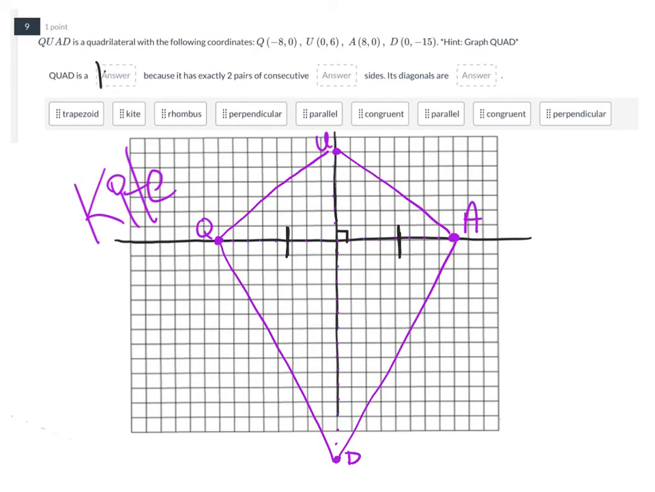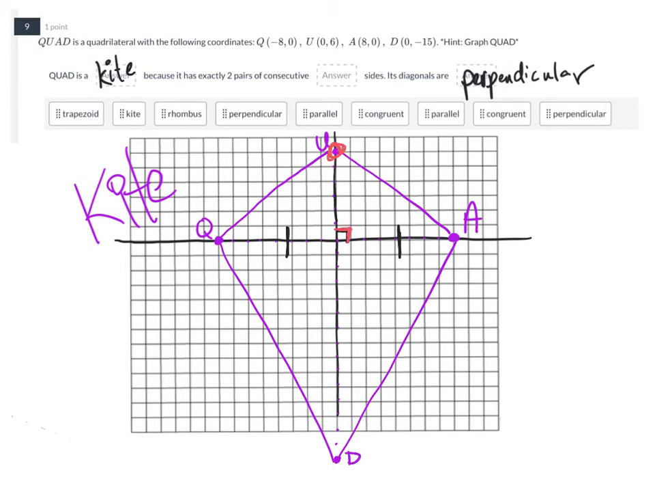So quad is a kite. Filling in the blanks because it has exactly 2 pairs of consecutive congruent sides and its diagonals are perpendicular. That's the first thing I noticed. The diagonals were making a 90-degree angle.